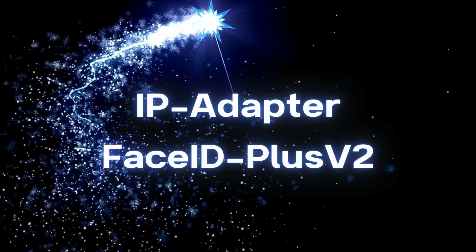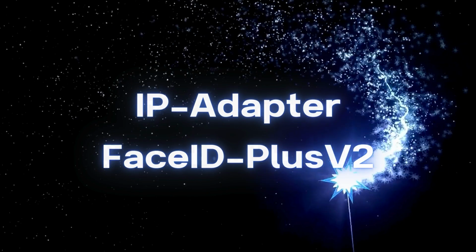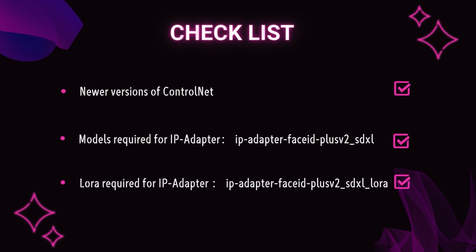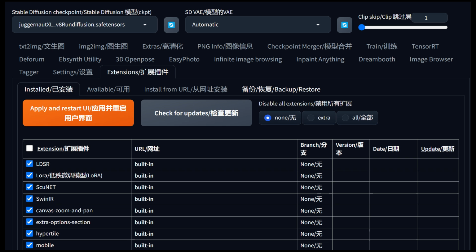In this episode, I'll walk you through installing and utilizing this model in conjunction with the SDXL model. We need three key components. First, ensure you have the latest version of ControlNet to see the IP adapter option in the control type list. If you're working with an older version, you can easily update it by navigating to the Extension tab in Automatic 1111 and clicking on Check for Updates. Once you've done that, just hit Apply and Restart UI. After a quick reboot, everything should be up to date and ready to go.